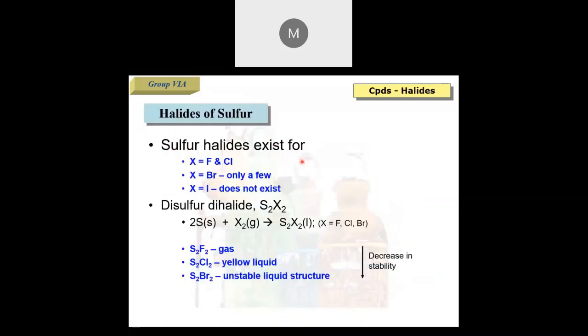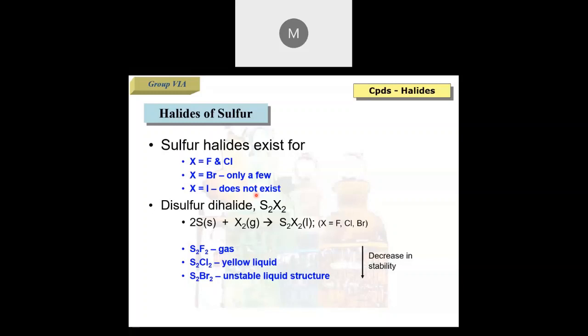Then we will look at the halides of sulfur. Sulfur halides exist for fluorine and chlorine, for bromine as well, but iodine does not exist. So what happens as you go down the halogen group is that the atomic size grows bigger and larger. So the ionic size as well grows larger.